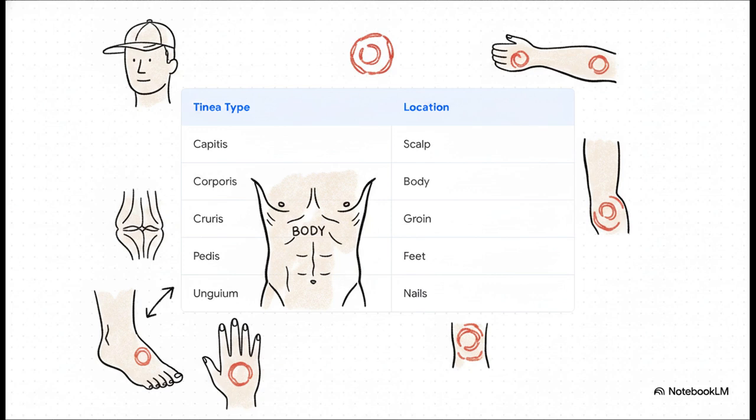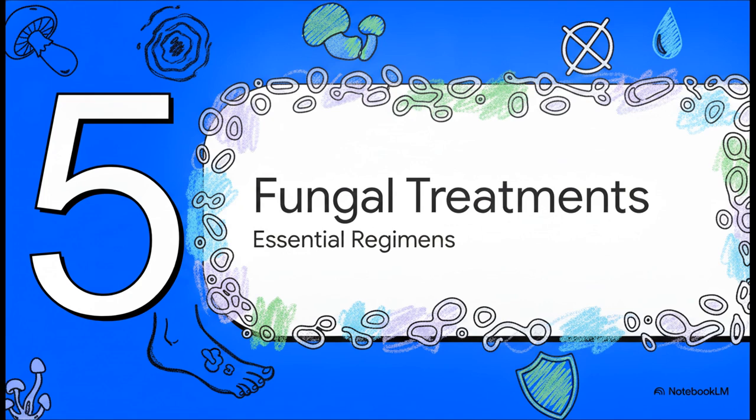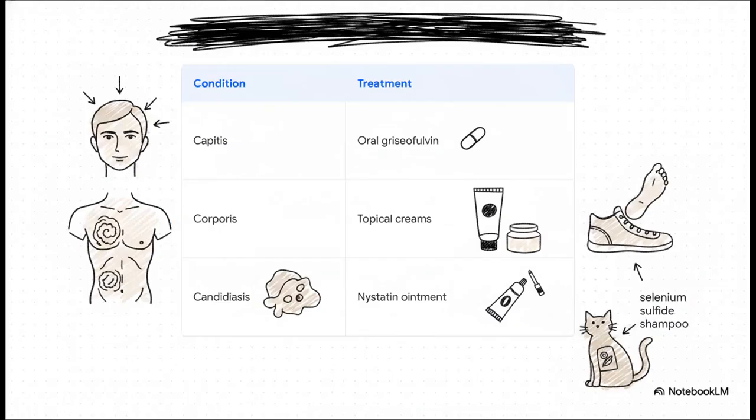Ringworm on the arm? Well, that's tinea corporis. Athlete's foot? That's tinea pedis. It really is that simple. Section 5. Essential Fungal Treatments. But knowing the location is really only half the battle.